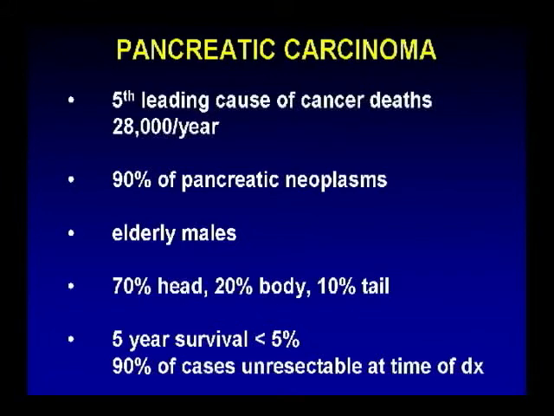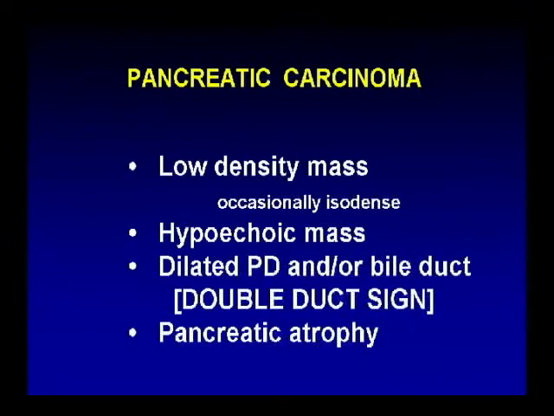And 90% of cases are unresectable at the time of diagnosis. These are the classic features: a hypodense mass, occasionally, meaning in less than 5% of cases, you may actually see an isodense mass. Hypoechoic on ultrasound, the double duct sign, as I mentioned, for chronic pancreatitis when it involves the head. When you have a pancreatic head carcinoma, you can also see the double duct sign. And then atrophy of the pancreas beyond the level of the pancreatic mass itself.